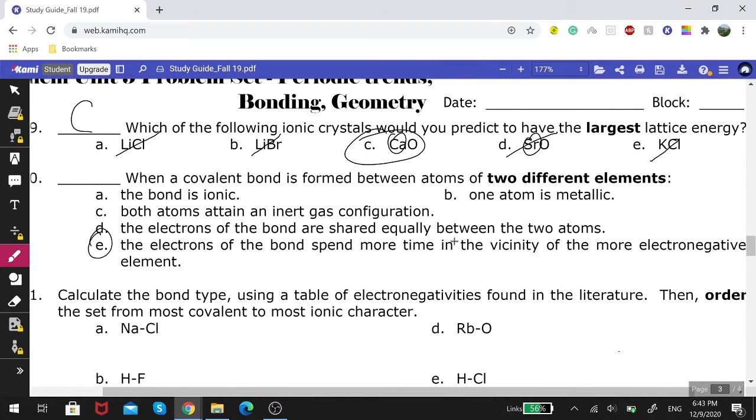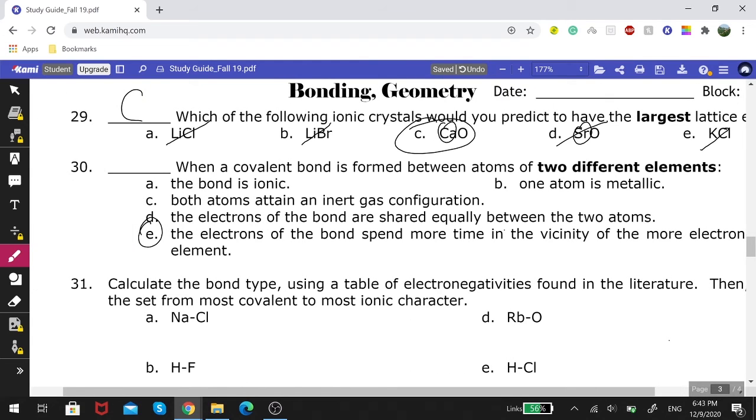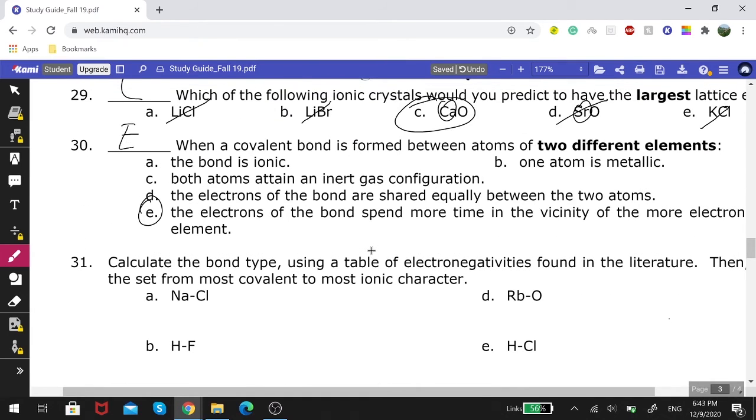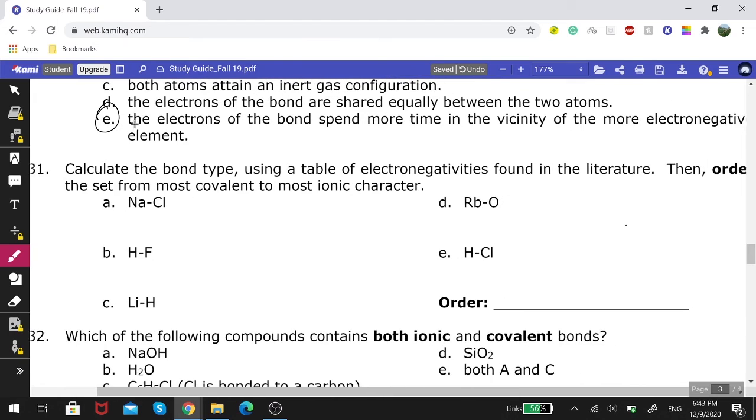Alright, this is the only one that makes sense, because the more electronegative element wants more electrons. So the electrons in the bond will be more in the more electronegative element. Since it's more electronegative, it pulls more on these electrons. So E.